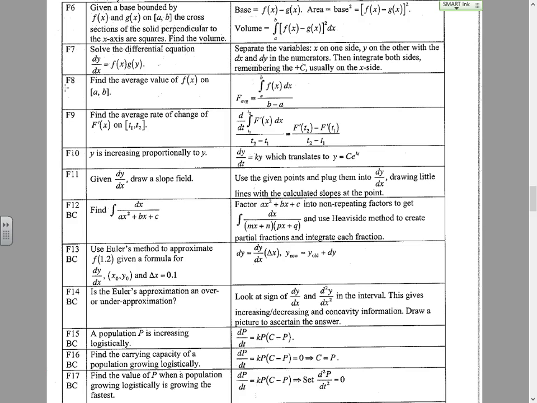F9 is going to be a little confusing because it's average rate of change of F prime. That's why it looks weird. So you would take the average value of F double prime, or you would do F prime of B minus F prime of A all over B minus A, because they want the average rate of F prime. You can think average acceleration given velocity. That's a good application.